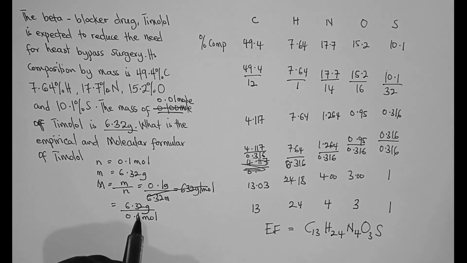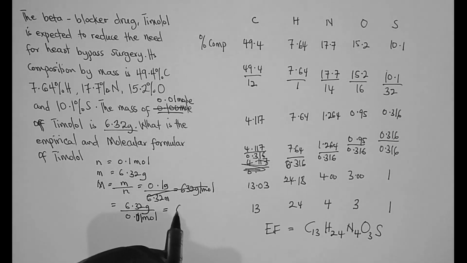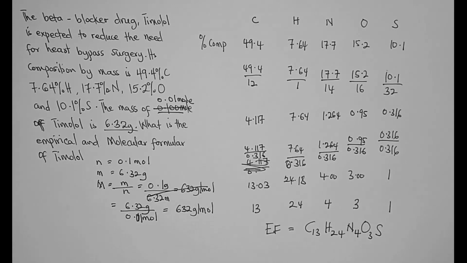So here is going to be 0.01 mole, and that is equal to 632 grams per mole. So the molecular formula in this case, MF, is equal to, in brackets, C13H24N4O3S.